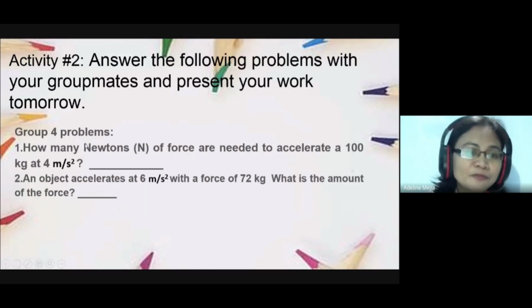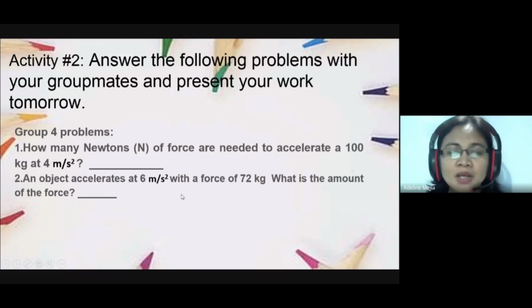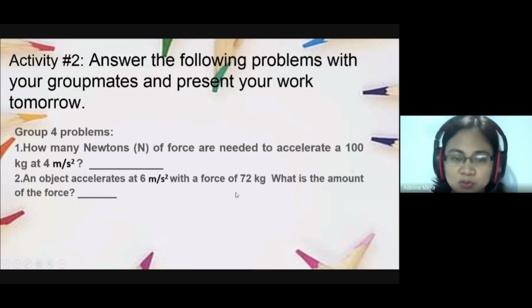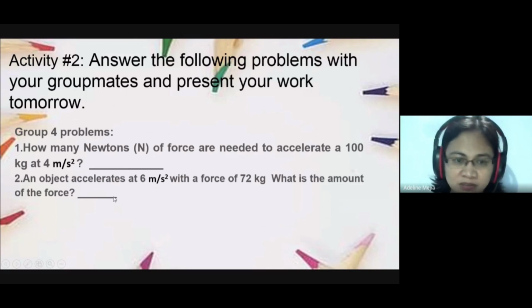Number 4, group 4, how many newtons of force are needed to accelerate a 100 kilogram at 4 meter per second squared? Number 2, an object accelerates at 6 meter per second squared with a mass of 72 kilogram. What is the amount of force? Okay, you are looking for the force.